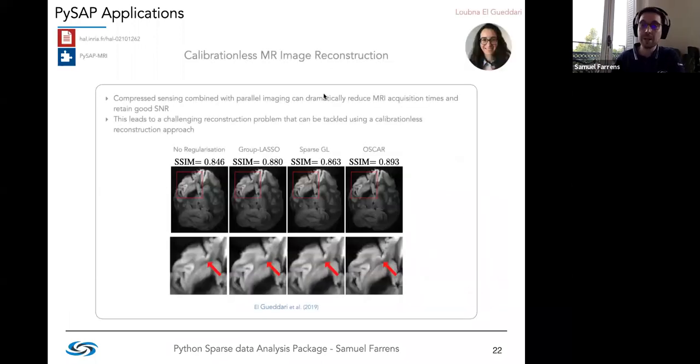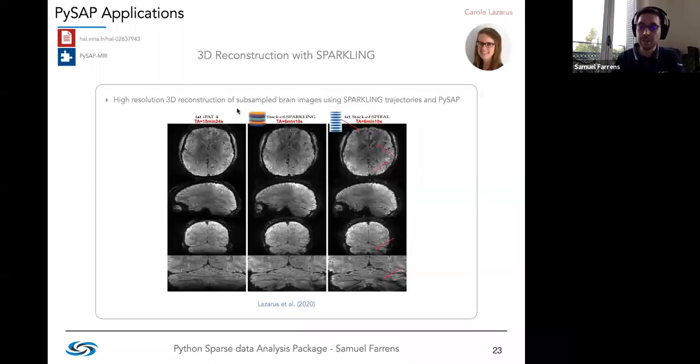Various PhD students in Philippe's team have been looking at using different algorithms to reconstruct brain images, whether it be with parallel imaging, some work done by Loubna El Gueddari, or this SPARKLING technique, which uses optimized acquisition strategies and significantly reduces the acquisition time at the cost of more complicated reconstruction. But thankfully, using some of the tools in PySAP, we can get pretty good reconstruction of those brain images from the subsampled data.